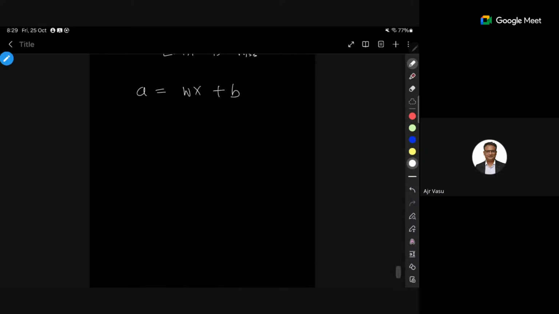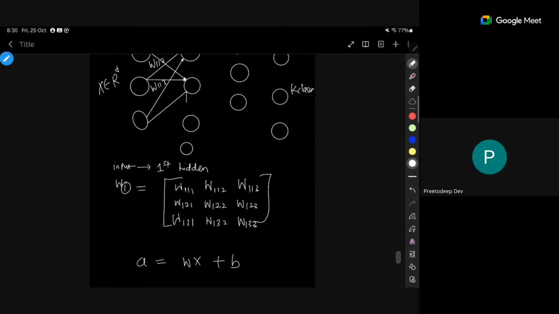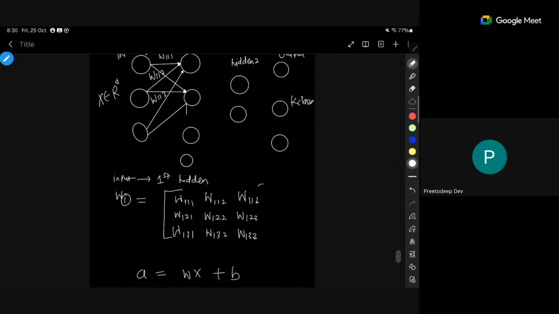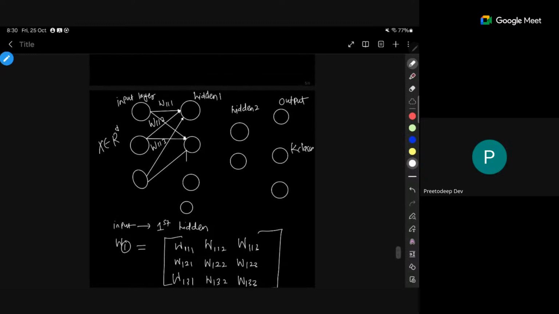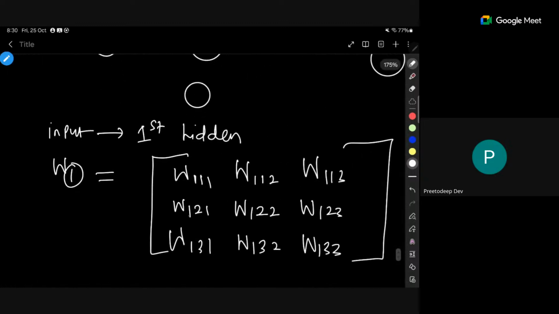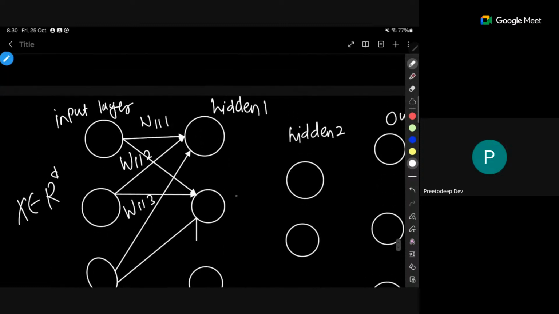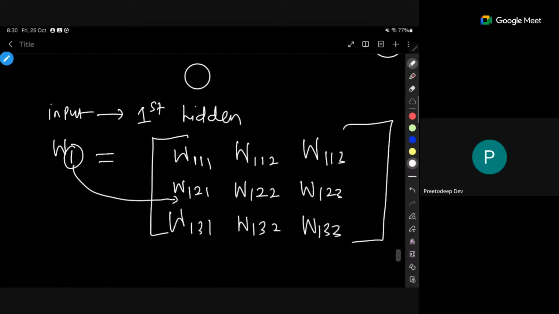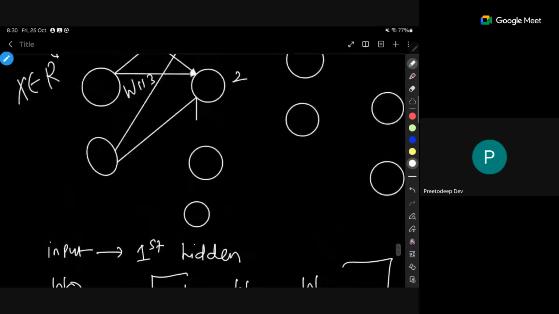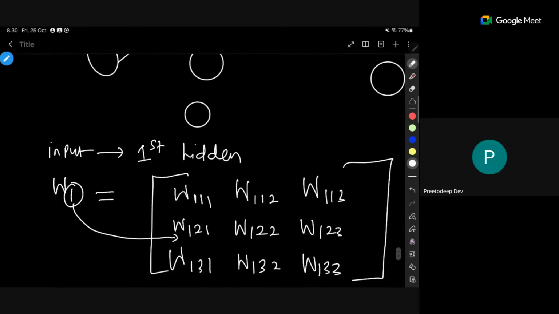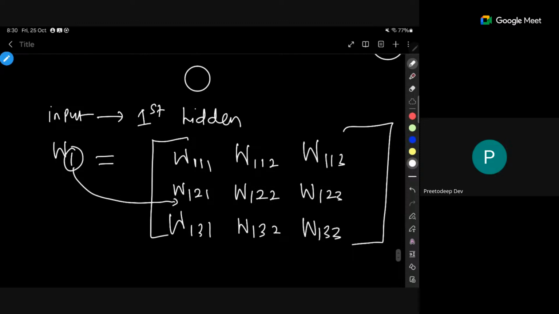Very simple. Sir, can you explain W2 once again, that second row, 2 1, 2 2, 2 3? So the first index is coming from which layer I am in. The second is coming from which neuron I am in that layer. I'm in the second neuron, and the third is which weight is there for that neuron, meaning from which neuron of the previous layer it's coming from.